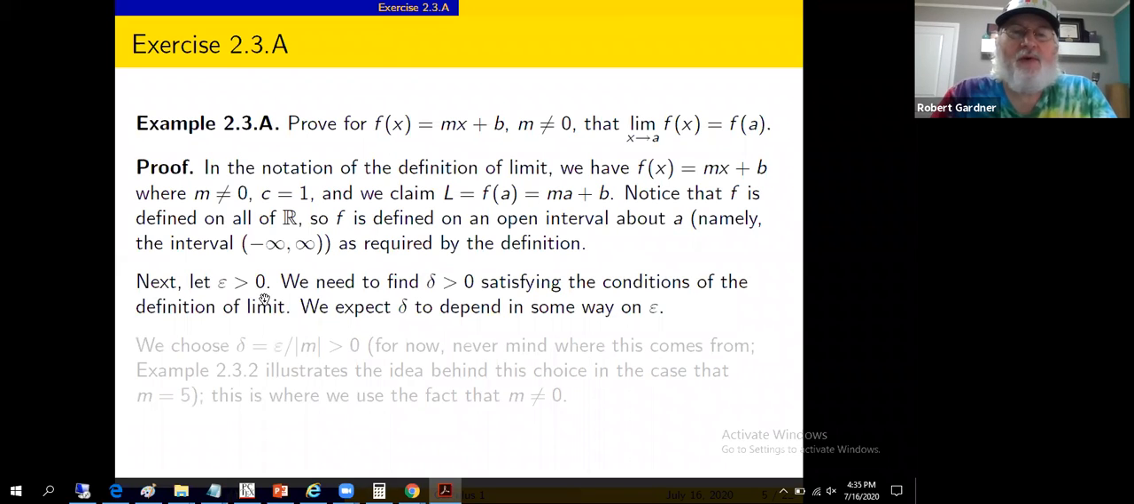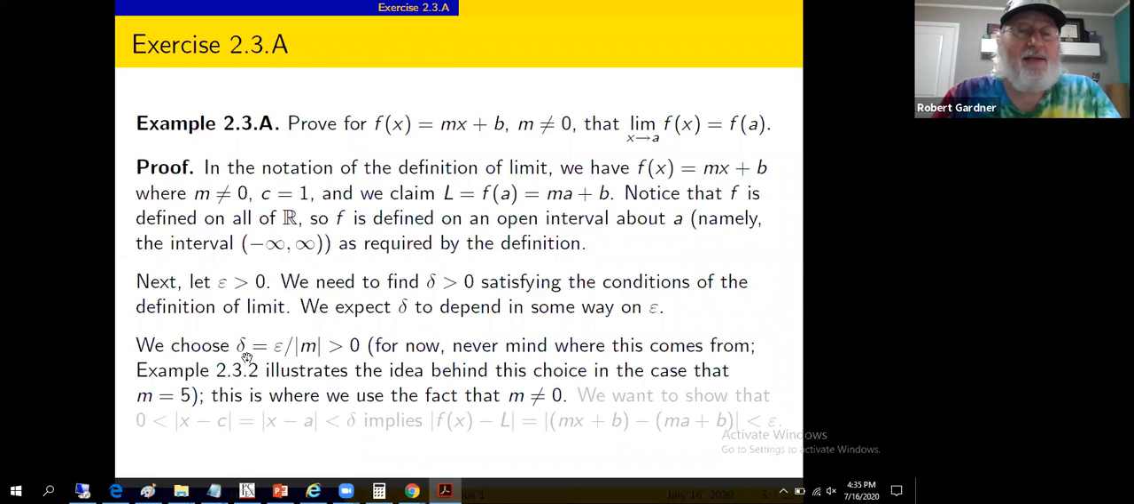So let epsilon be greater than 0. We don't have any control over that. Arbitrary epsilon greater than 0. We need to find a delta greater than 0 that satisfies the conditions of the definition of limits. If the x values are something or other related to delta, then the function values are something else related to the epsilons. We expect the delta probably to depend on the epsilon. If epsilon is big, you can probably choose a relatively big delta. If epsilon's little, you're probably stuck with a really tiny delta value.